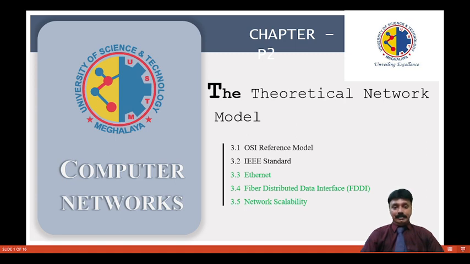Today we are going to see the theoretical network model continuation, the concepts related to Ethernet, fiber distributed data interface, and network scalability.